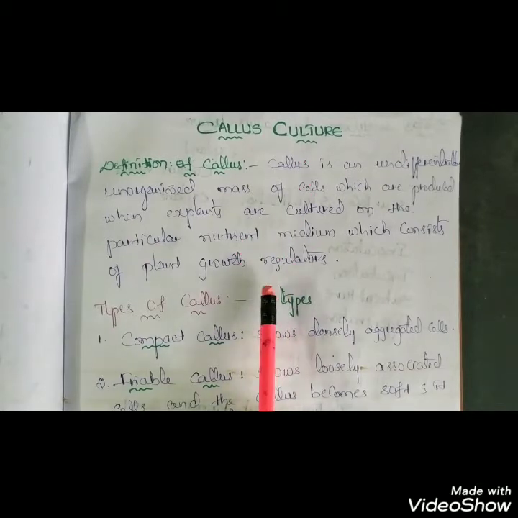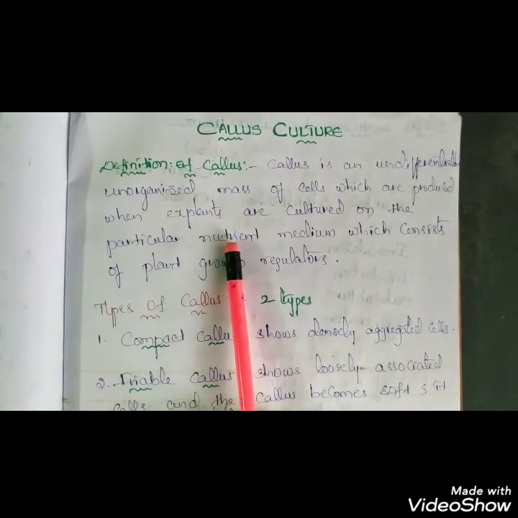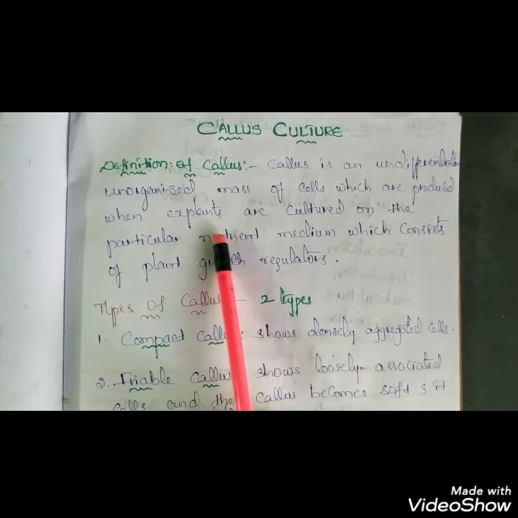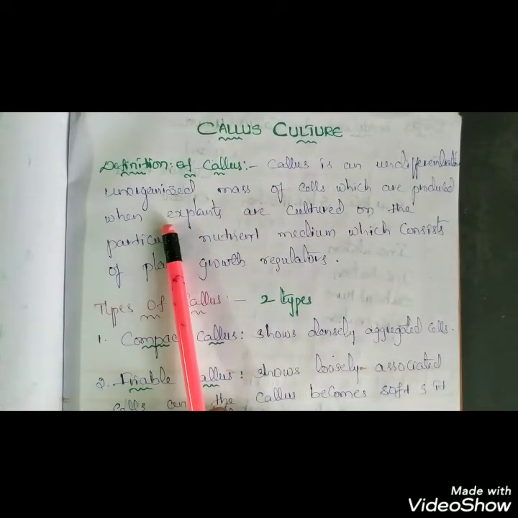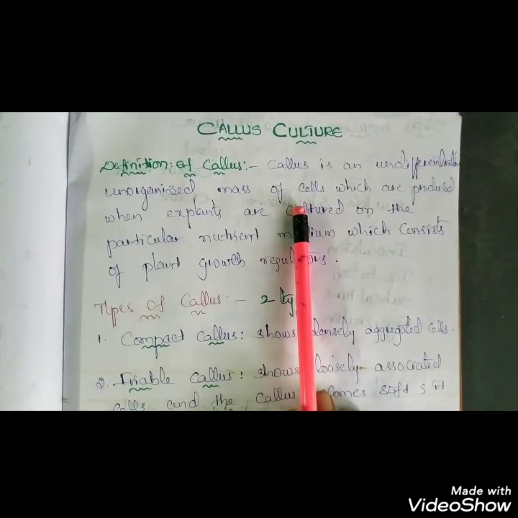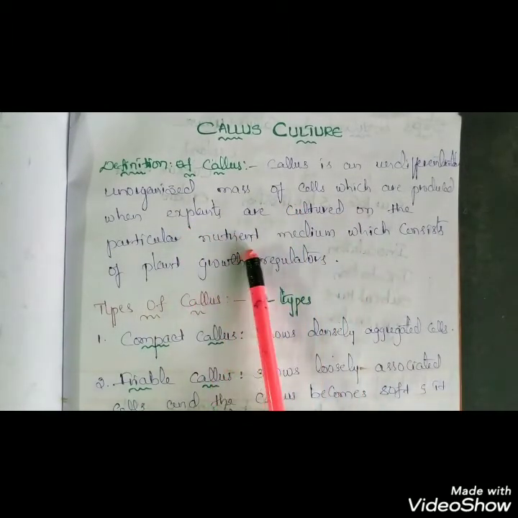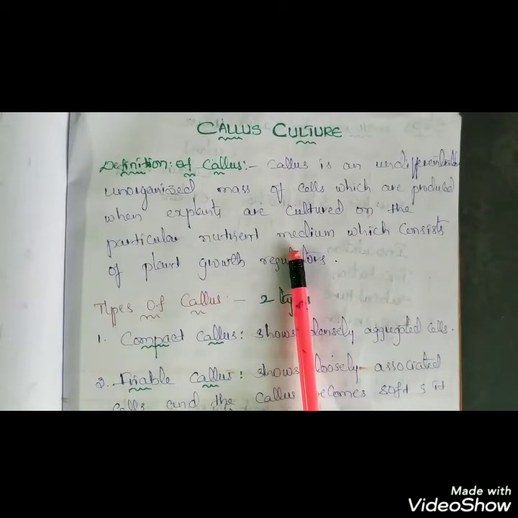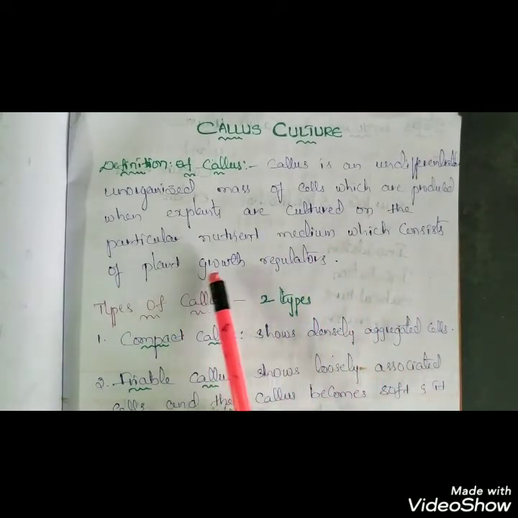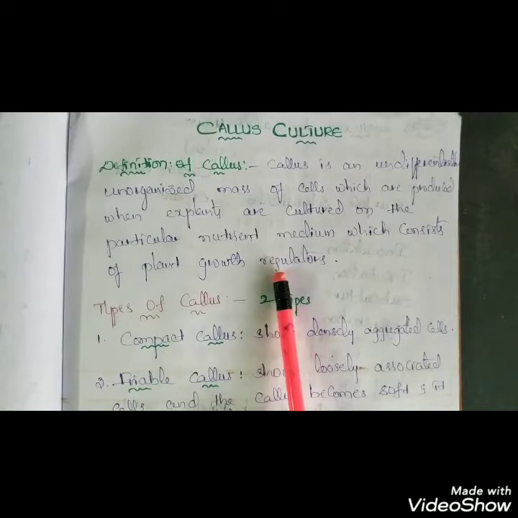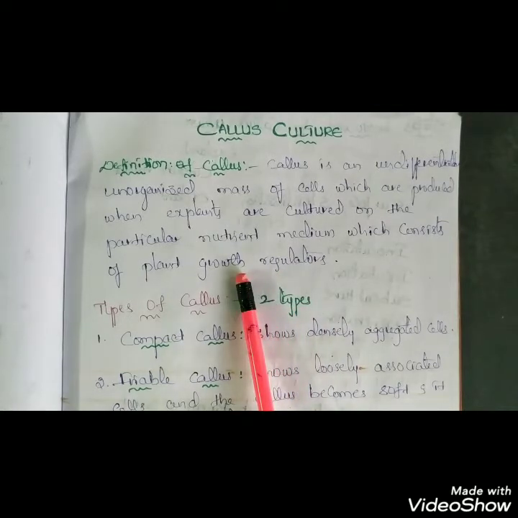Today we are going to talk about callus culture. Let us see what is callus. Callus is an undifferentiated, unorganized mass of cells which are produced when explants are cultured on particular nutrient medium under controlled condition which is supplemented with plant growth regulators. So these plant growth regulators are also called as plant growth hormones or simply phytohormones.